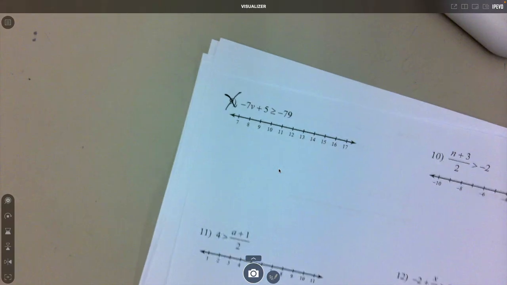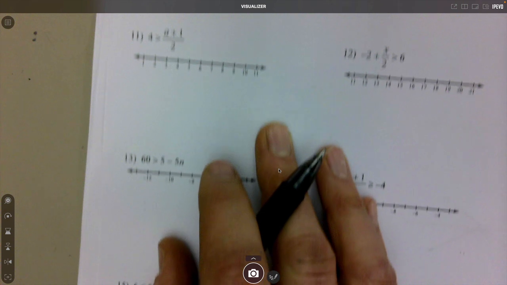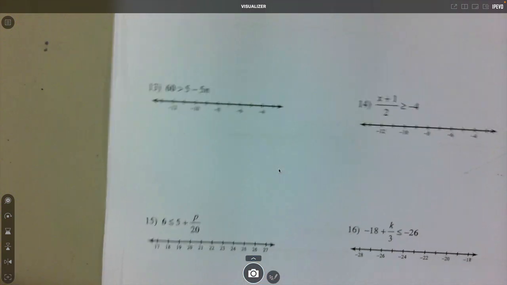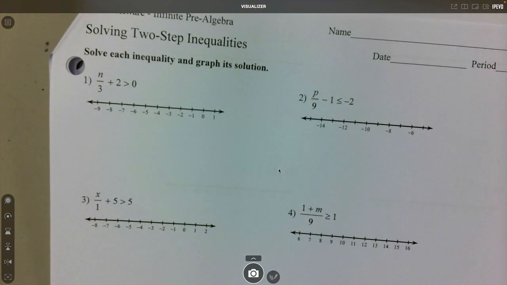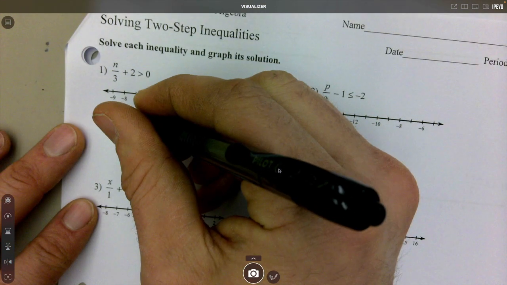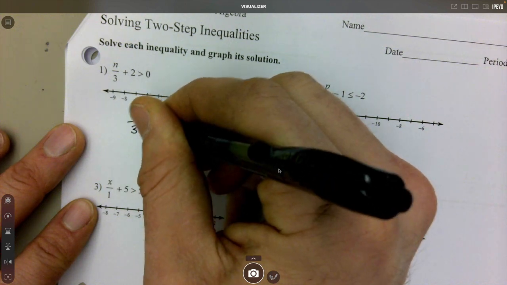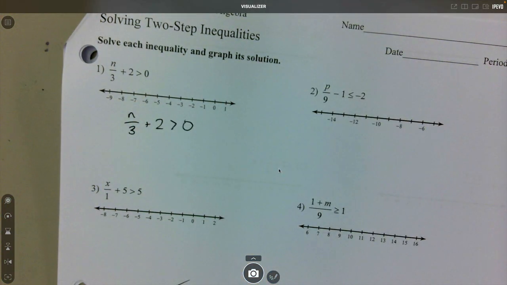Cross out number 5. Cross out number 9. If you want to attempt 9, be very careful. 9's on the back. Cross out 5 and 9.